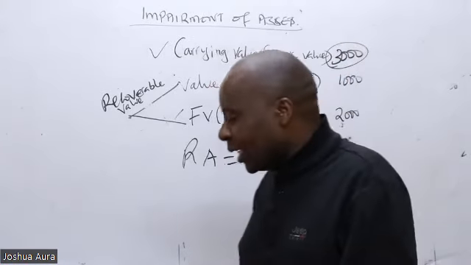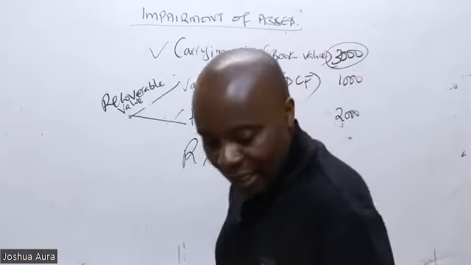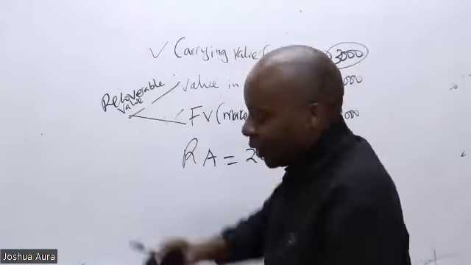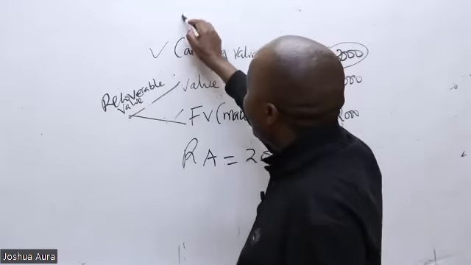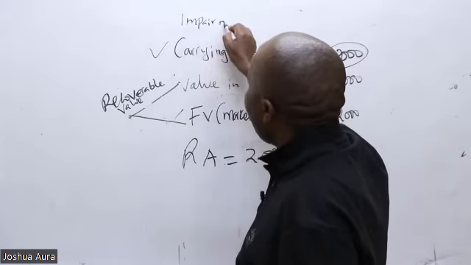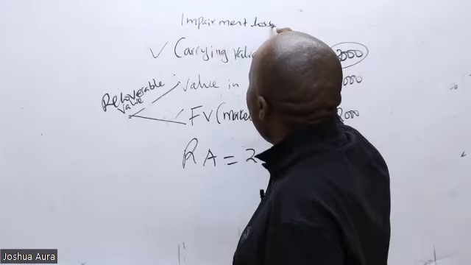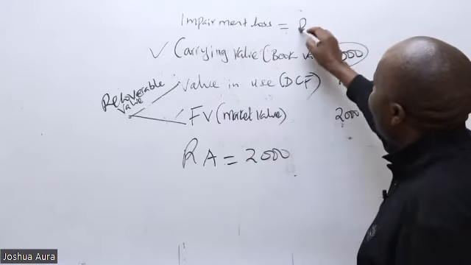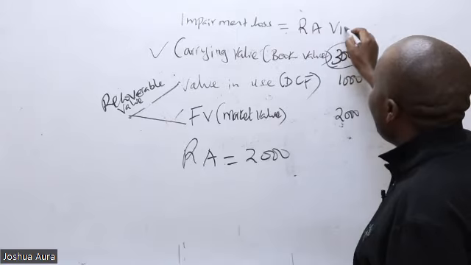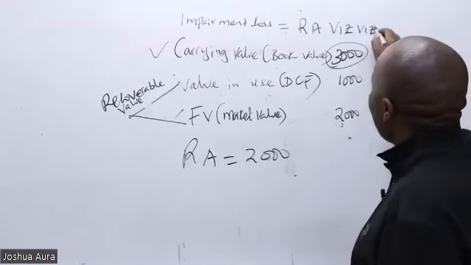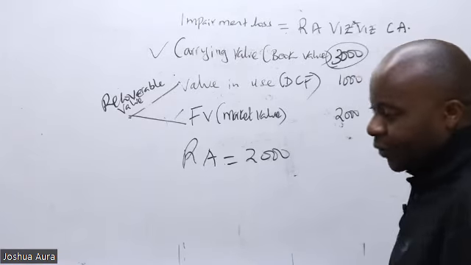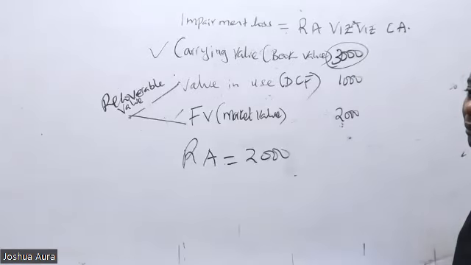So anytime they tell us, ladies and gentlemen, to calculate impairment loss, this is how we calculate it. To calculate the impairment loss, you compare the recoverable amount vis-a-vis the carrying amount. Those two things, you compare. Anytime you want to get impairment loss, you compare.